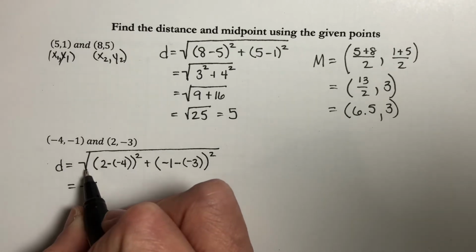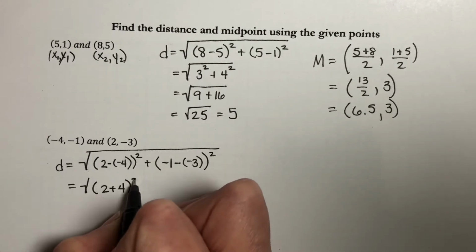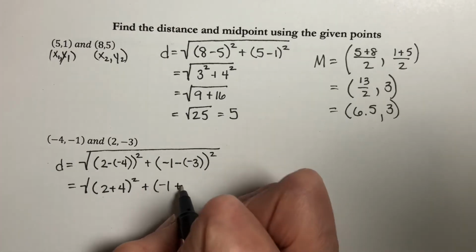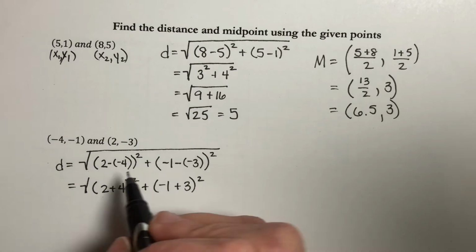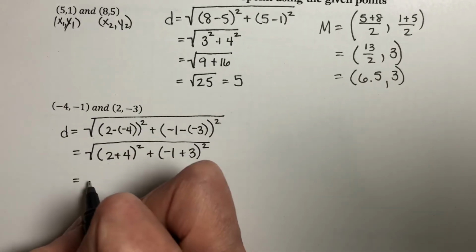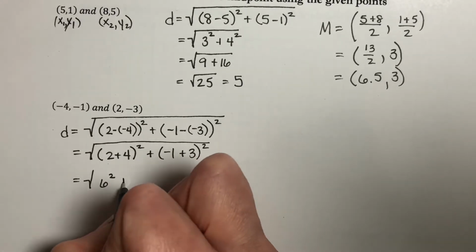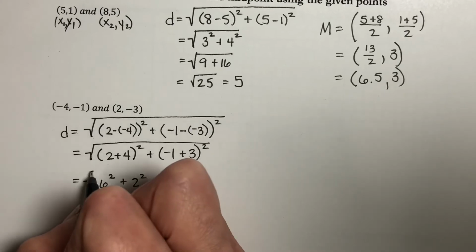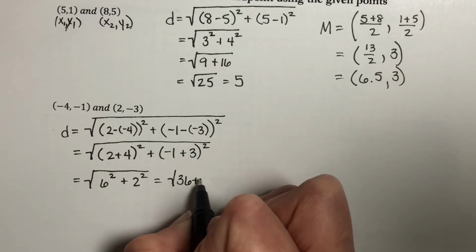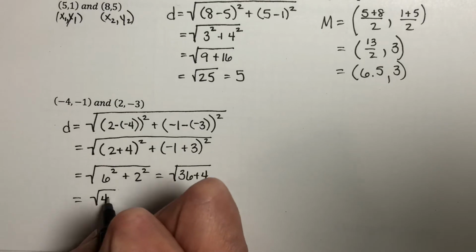Okay, so this would be the same thing as, I'm writing out every step here. This is the square root of 2 plus 4 squared plus negative 1, that's going to be plus 3 squared. Take the square root of that. And this is the square root of 6 squared plus 2 squared, which is the square root of 36 plus 4, which is the square root of 40.